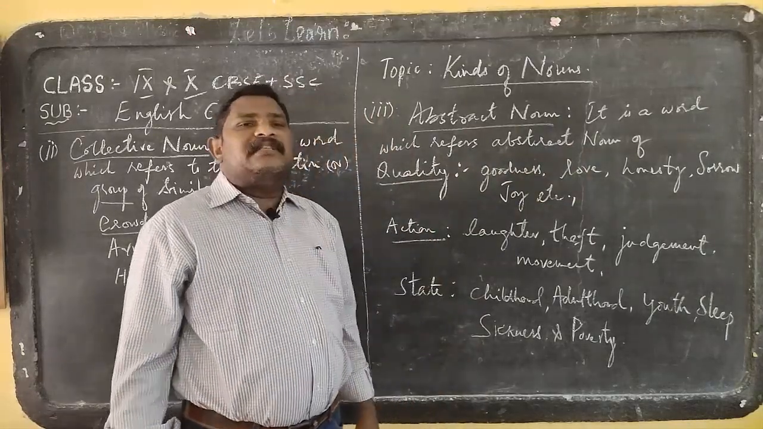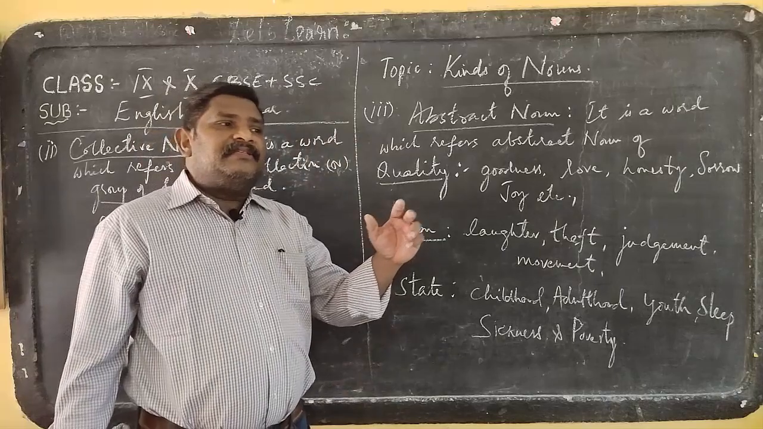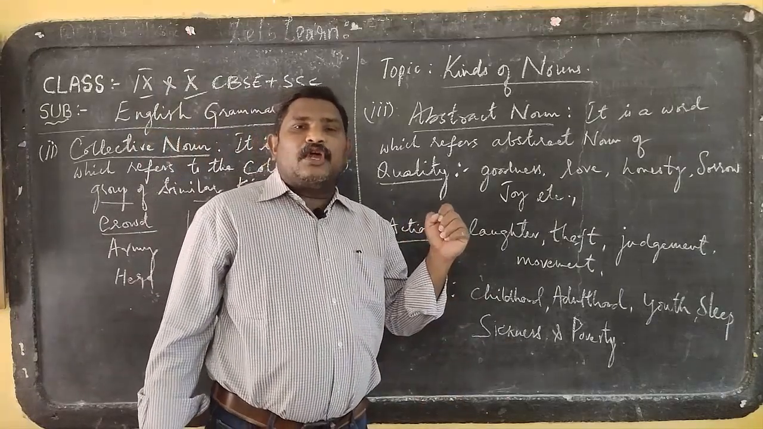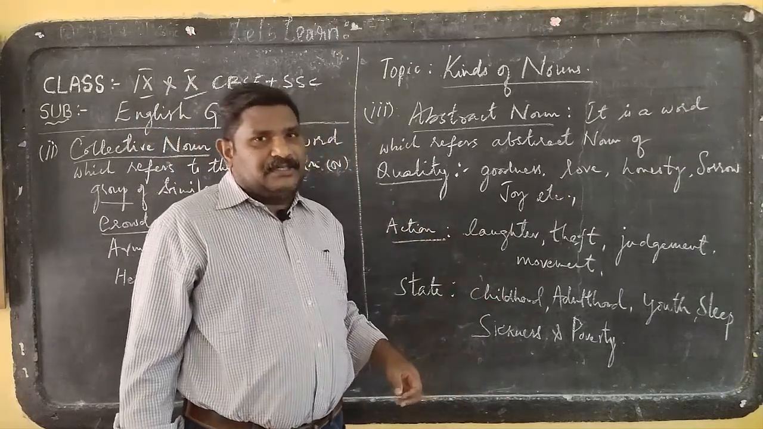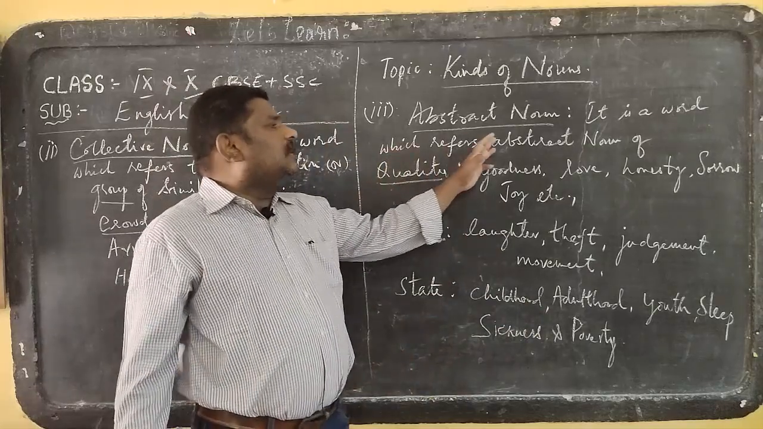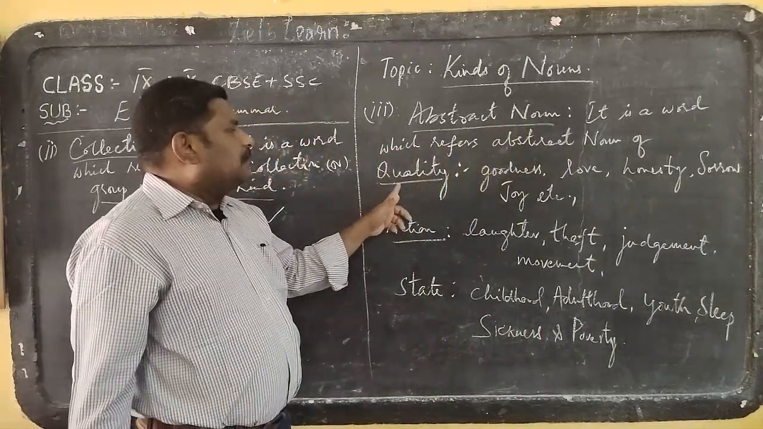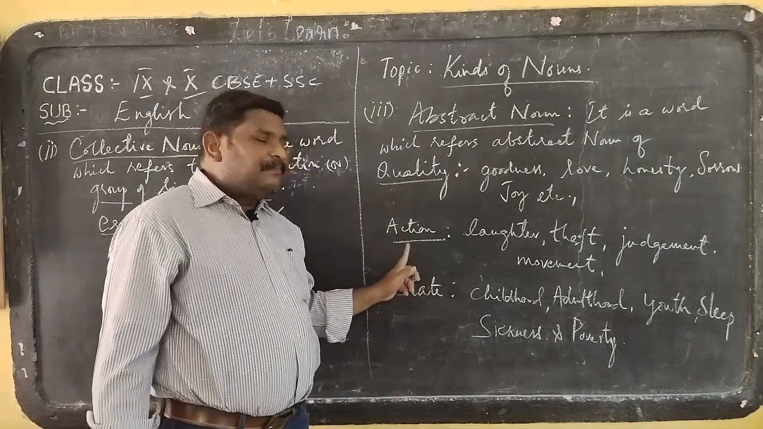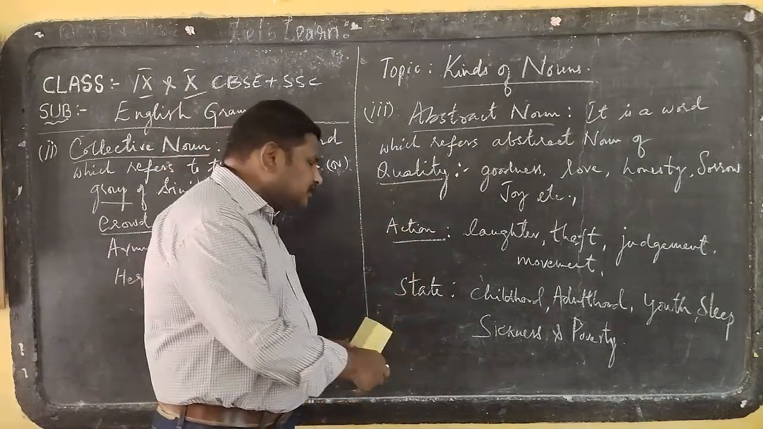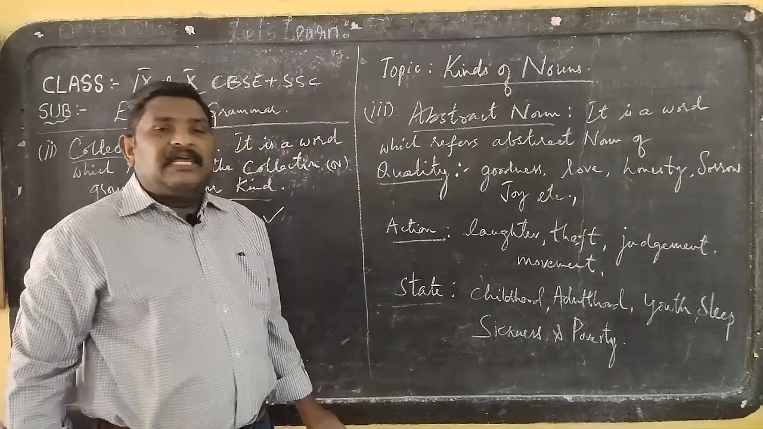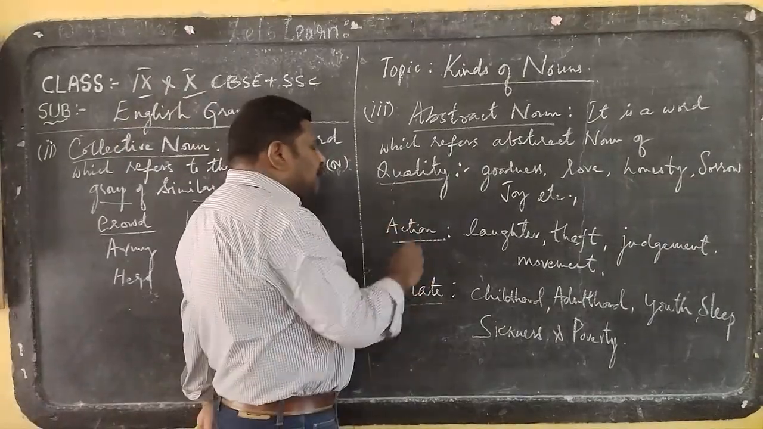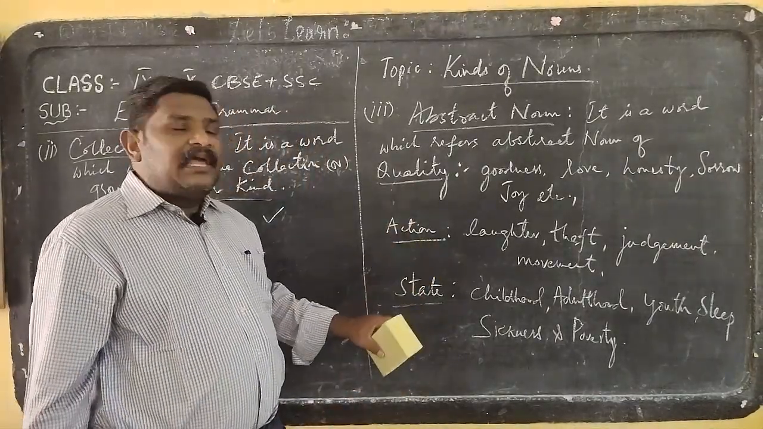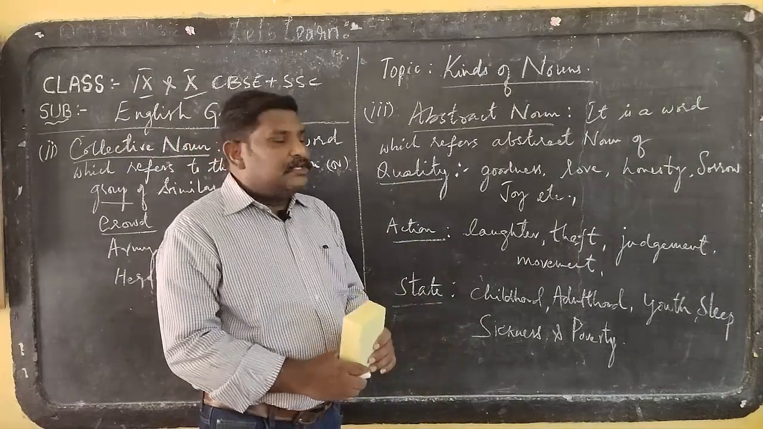Generally, an abstract noun is something which cannot be seen, but which can be felt. Abstract nouns can be studied in three forms: abstract noun of quality, abstract noun of action, and abstract noun of state.